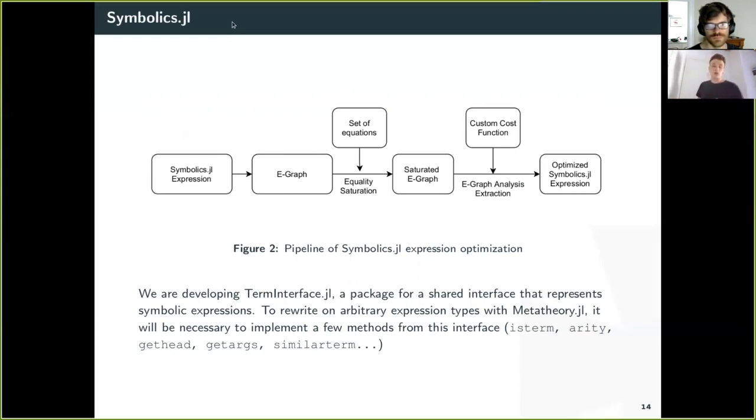And how does it work? How do you turn a Symbolics.jl expression into an E-graph? We are developing a new package called TermInterface.jl, which is going to be a shared interface between many packages that implement and provide symbolic expression types, for interoperation between those packages. So if you implement a few simple methods, which are probably going to change in the future, you can make your custom symbolic type supported by Metatheory.jl and many other packages we're planning to develop.